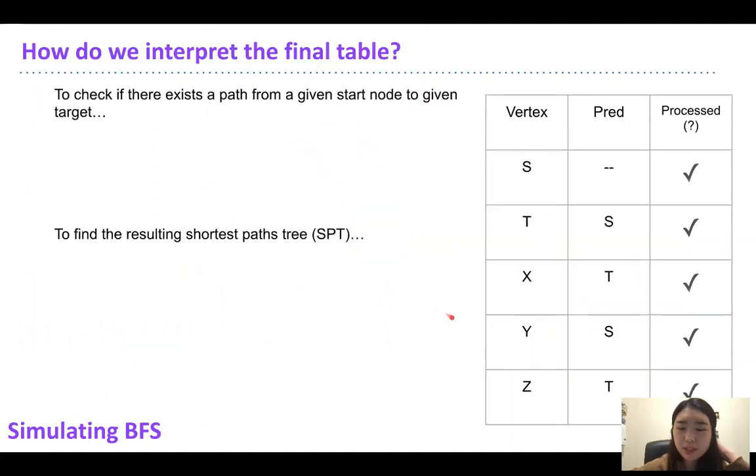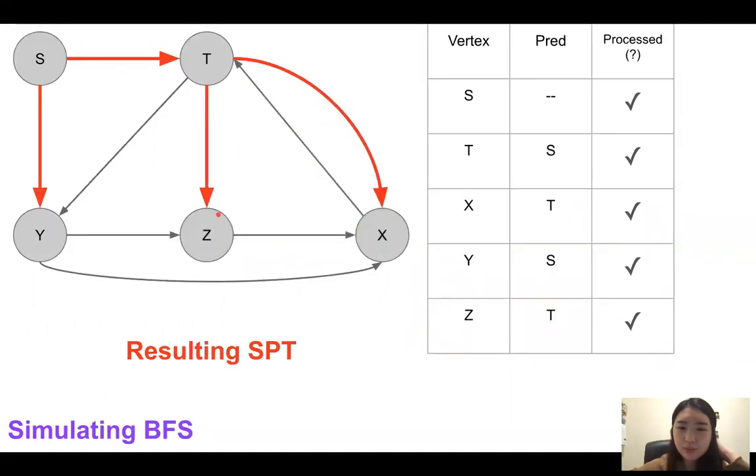The easiest way to get to this is to keep track. Z comes from T, so the arrow will go like this. X is pointed to by T. You can think of it as pointed by. So you can see the arrow from X to T, and so does S. Y is pointed to by S, and T is pointed to by S as well. So this is how the SPT would work.